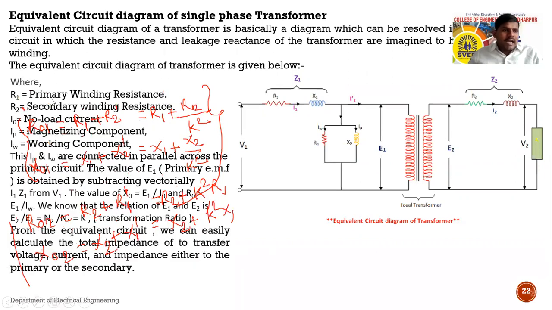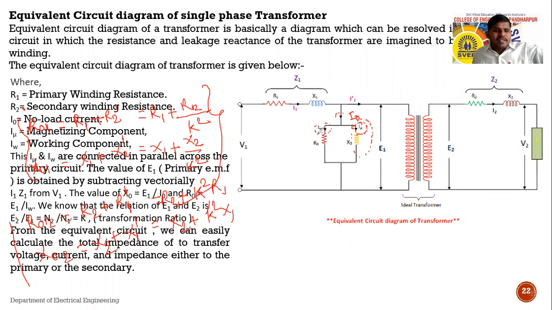See here, R1 is nothing but the primary winding resistance in this equivalent circuit diagram. R2 is the secondary winding resistance. I0 is the no load current taken at the no load condition. I mu, as we have already discussed regarding no load condition, is the magnetizing current.